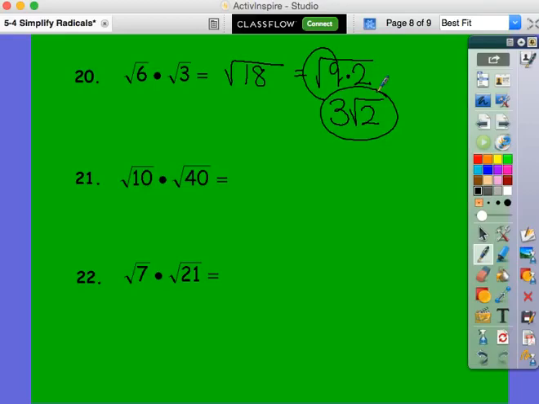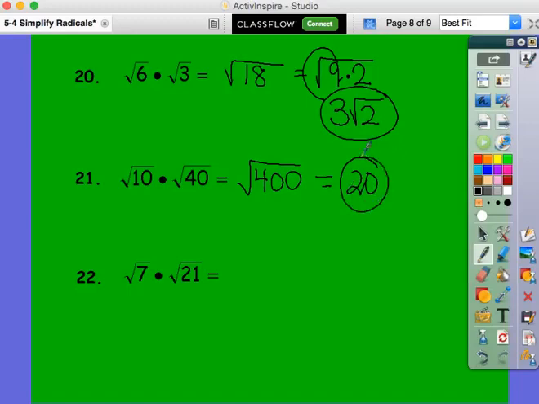Okay? All right. Next, square root of 10 times square root of 40. Square root of 400. Is that a perfect square? Yes. Zach says yes. He's right. It's 20. 20 times 20 is 400. So you don't need to break that down. The answer is just 20. Square root of 400 is just 20.